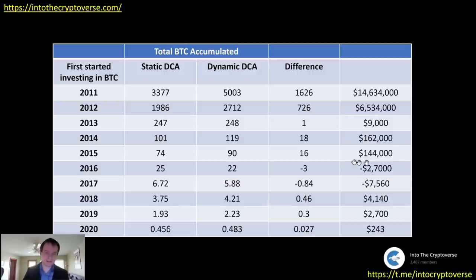2014, $162,000. 2015, $144,000. 2016, looks like I placed the comma in the wrong spot, but negative 27,000. 2017, negative 7,500. 2018, positive 4,000. 2019, 2,700. 2020, 243. But, I mean, 243, what's 243 among friends, right?